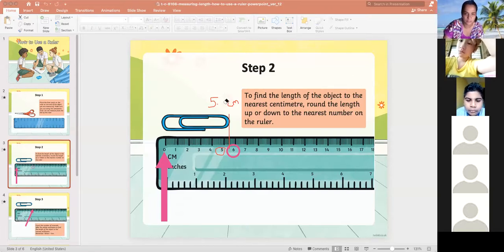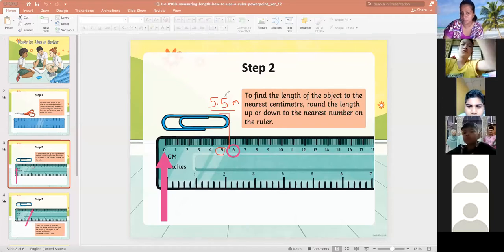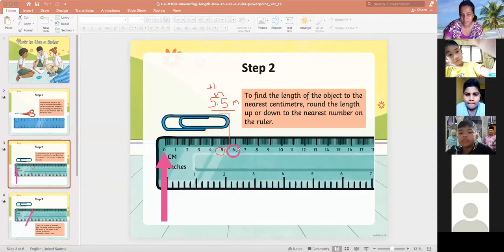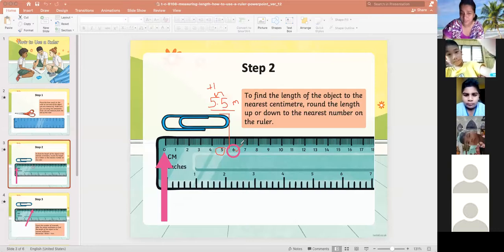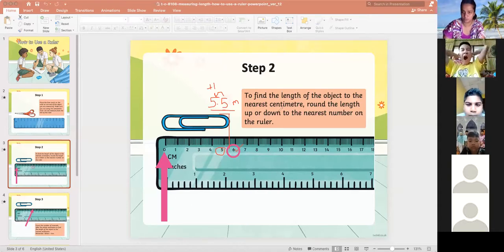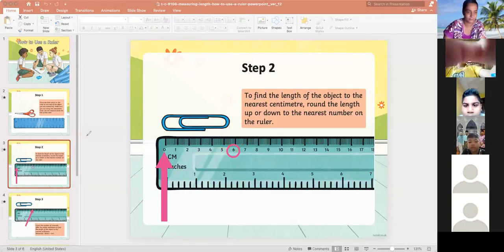Okay, so I think this must be 5.5, because you see they have circled 6. So 5.5, as you know, if your digit is 5 or more than 5, when you're rounding off, you have to add 1. So it's nearer to 6. So you can say, not exactly, but it's about 6 centimeters. It's about 5 centimeters. It's about 3 centimeters. That is called rounding off, or making an estimation to the nearest whole number. That is one skill that you can learn. Now let's move on.